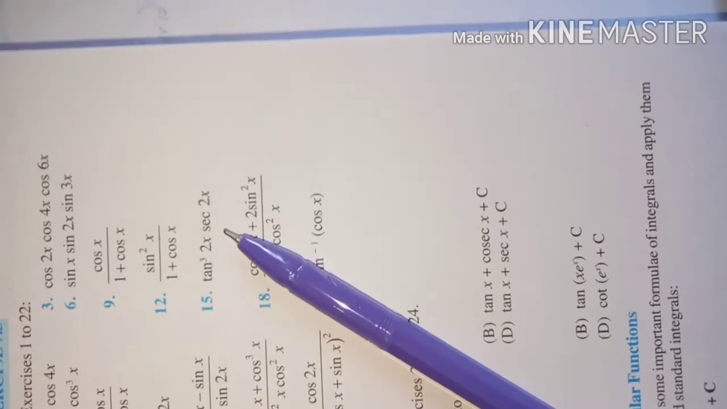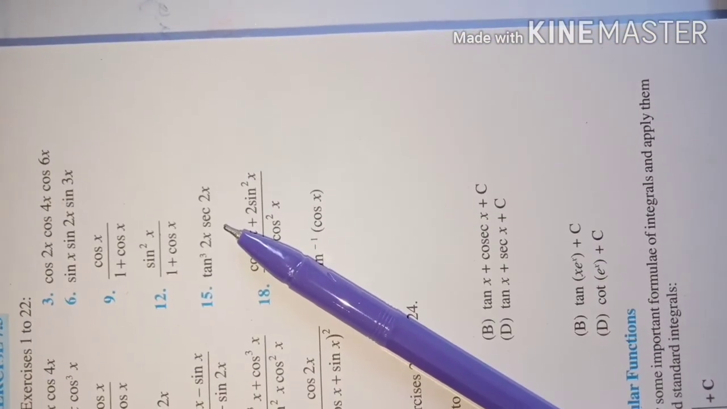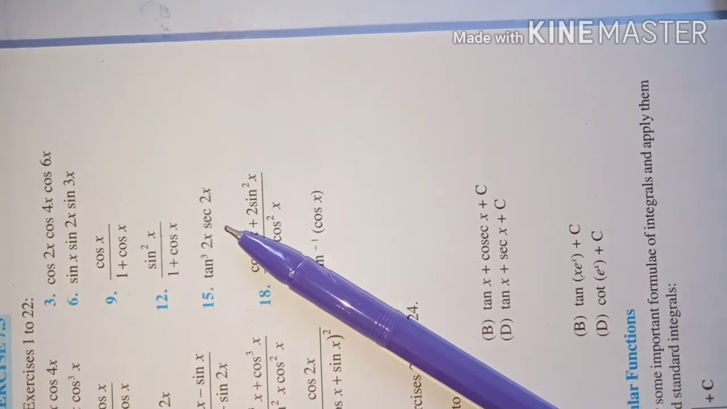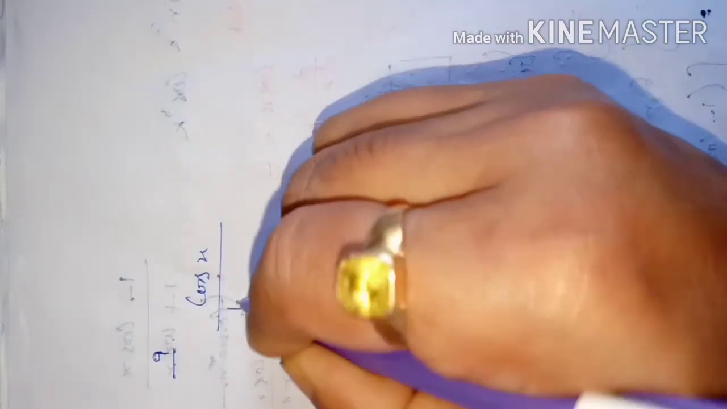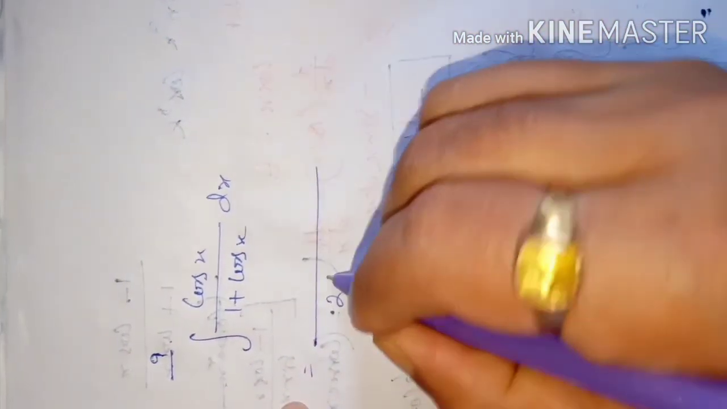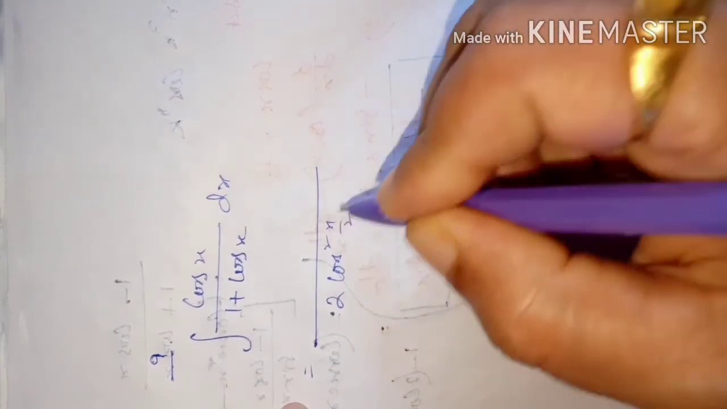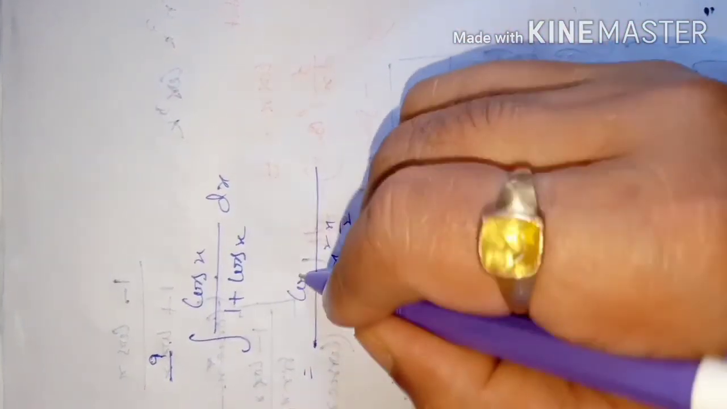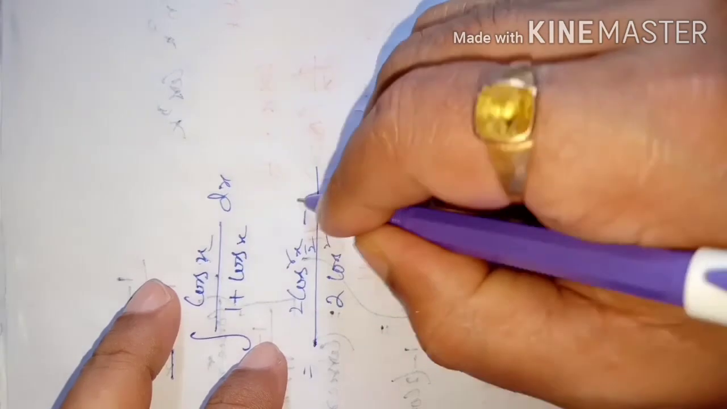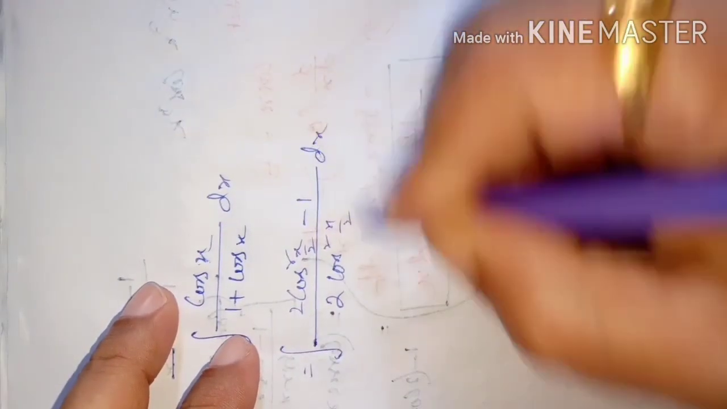Now, dear students, let us take question number 9: integration of cos x by 1 plus cos x. In question number 8, you have seen that 1 plus cos x can be written as 2 cos square x by 2. And this cos x can be written as 2 cos square x by 2 minus 1, halving this angle also. So integration of this quotient.